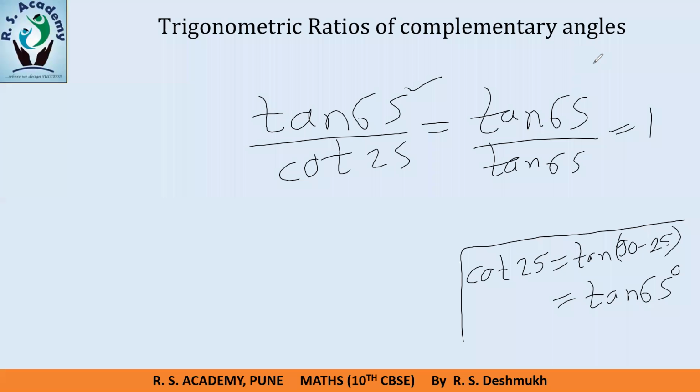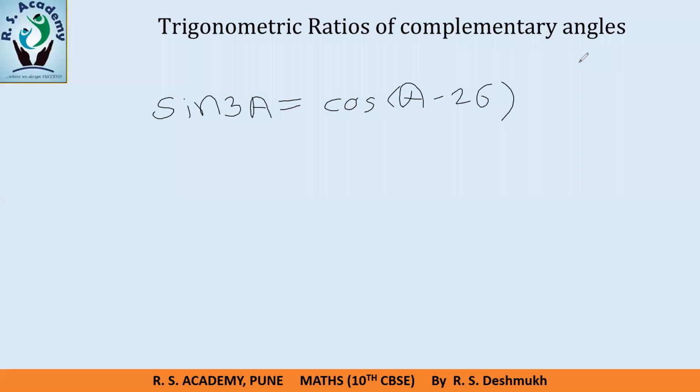Okay. Here they say tan 65 upon cot 25, find the value. First thing, we know that tan 65 and cot 25, I will convert either 65 to 25 or 25 to 65. So I know cot 25 is equal to tan of 90 minus 25, that is equal to tan 65. So instead of cot 25, I put here tan 65. So it becomes tan 65 upon tan 65, that is equal to 1.